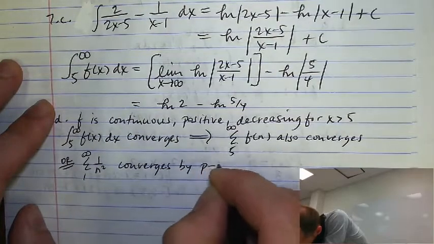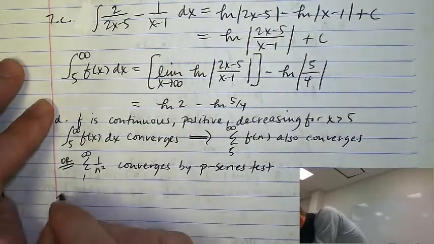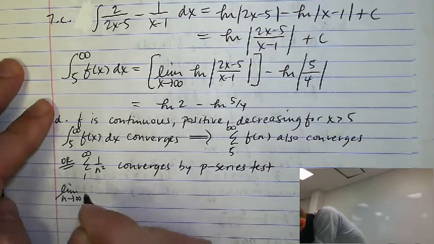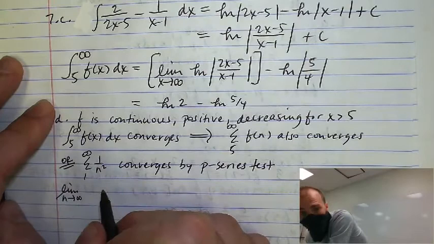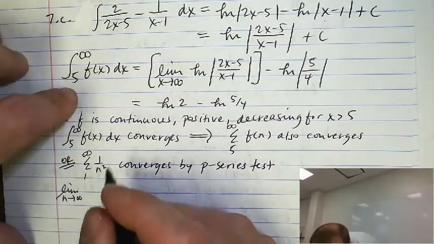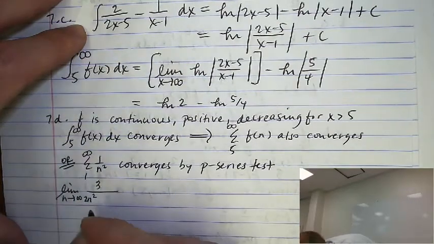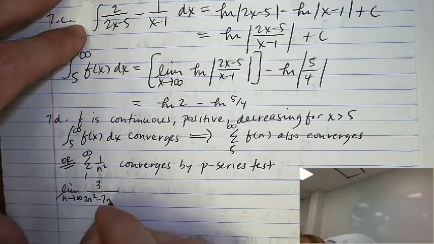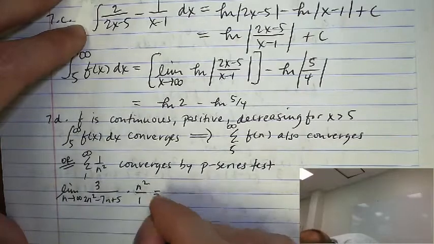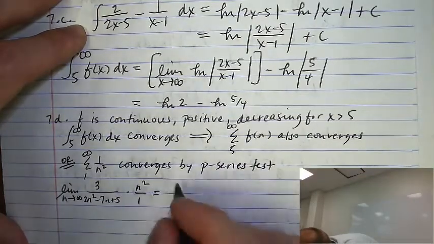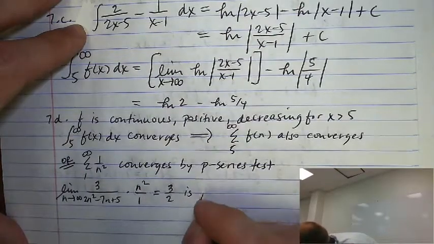Converges by the p-series test. Also, the limit as n approaches infinity of f of n divided by 1 over n squared, but I can actually do that. I'm just going to find it. 3 over 2n squared minus 7n plus 5 divided by 1 over n squared, so times n squared over 1, is equal to 3 over 2. The limit is positive and finite.